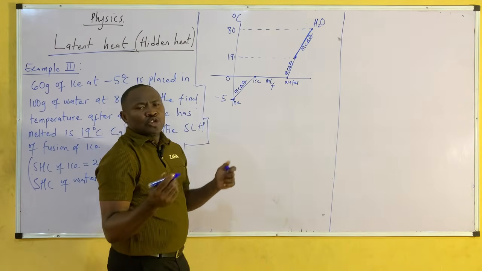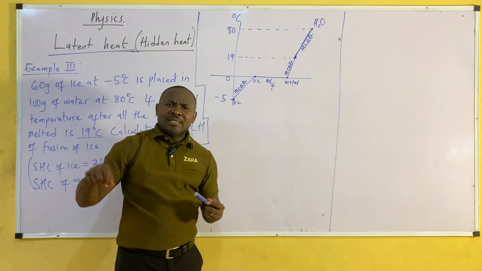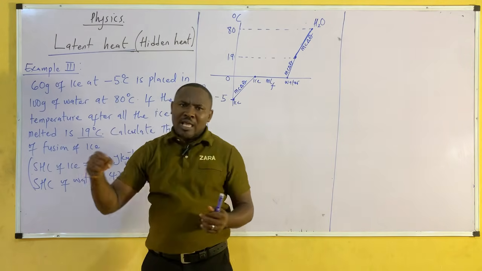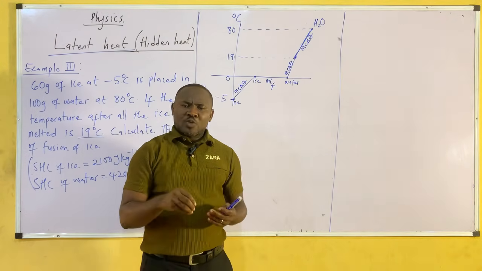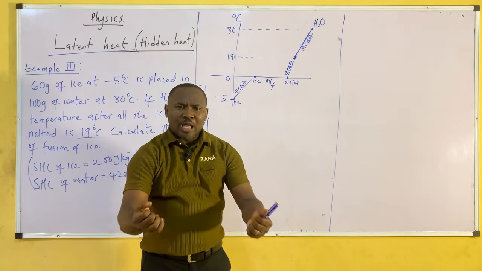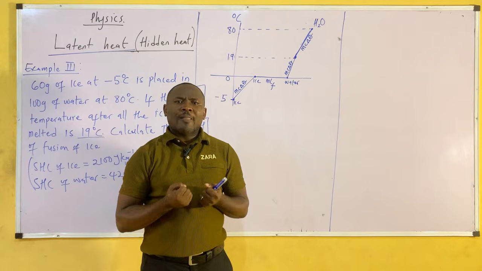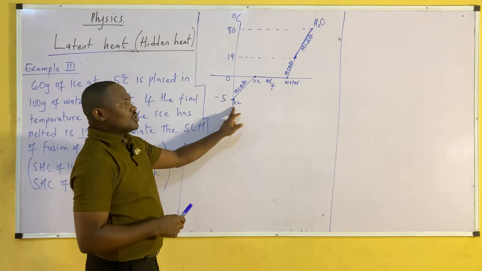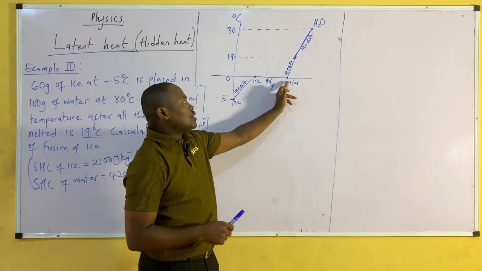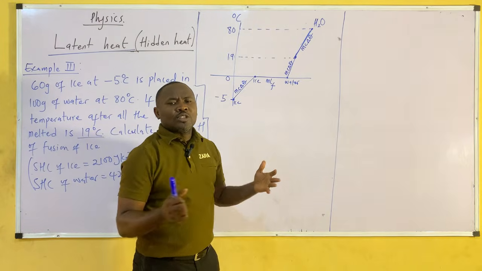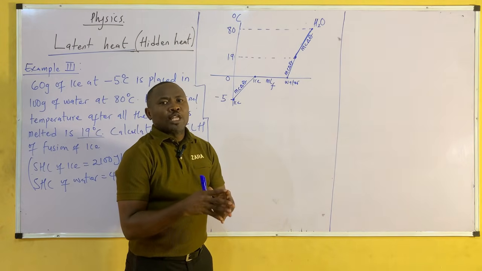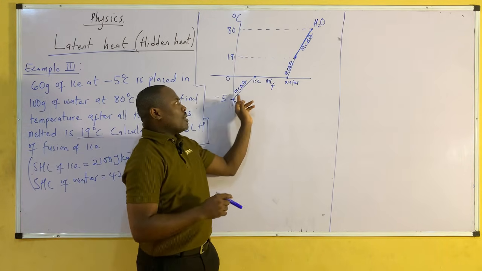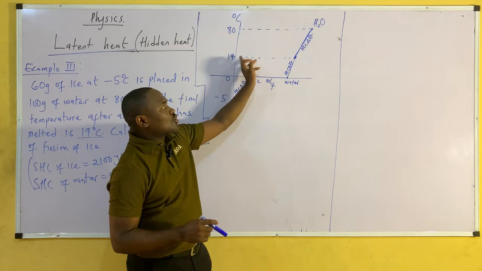What happened? We were told that ice was placed in water. Ice was added to water. When ice is added to water, what happens to the ice? It will absorb heat from the water and it will melt. This is the process at which it will melt. So what temperature did both of them now agree to be in equilibrium? It's 19 degrees Celsius. So ice melted to 19 degrees Celsius, which is now water.